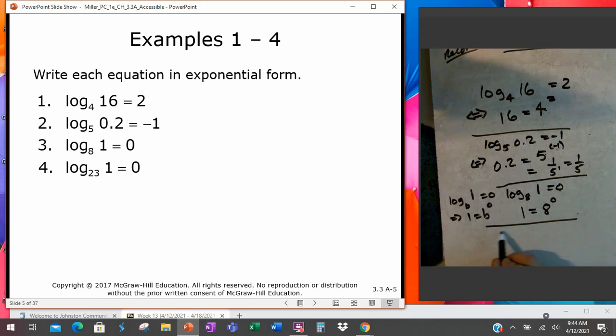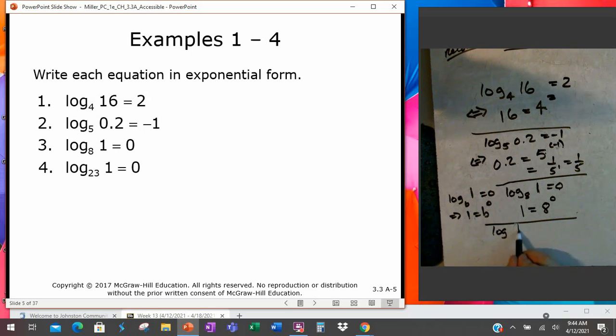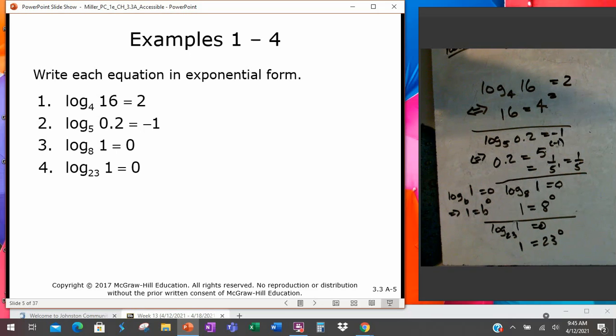So we have a final one, log of 1 to the base 23. Again, this one is just 0, because I want to represent 1 as a power of the base 23. What would it be? The only way that could be is 0.